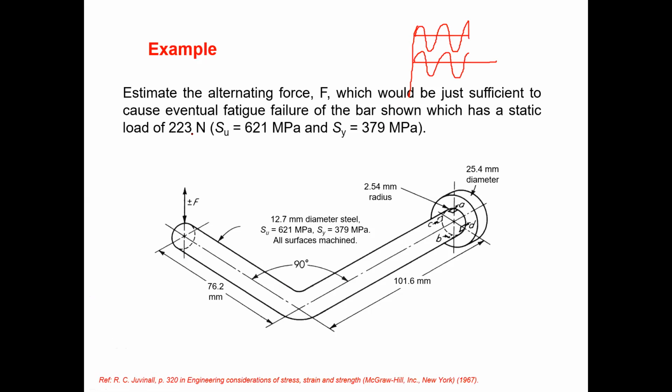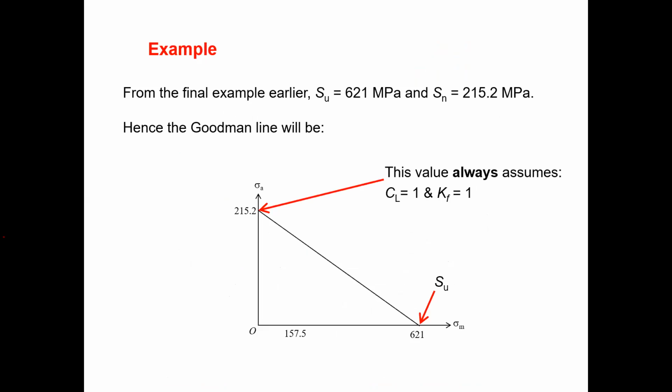So this value is the mean load. Other values are the same: dimensions, ultimate tensile strength, yield strength, all the things are similar, but the only difference is the plus 223 value. So let's see how we can deal with this kind of question. You can see that if we don't have the 223 constant value, that means the mean stress, you can use the Goodman line this way.